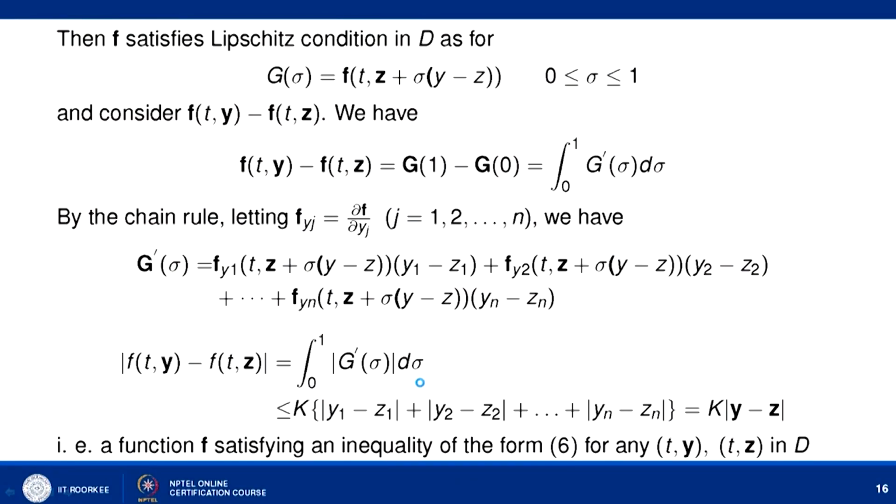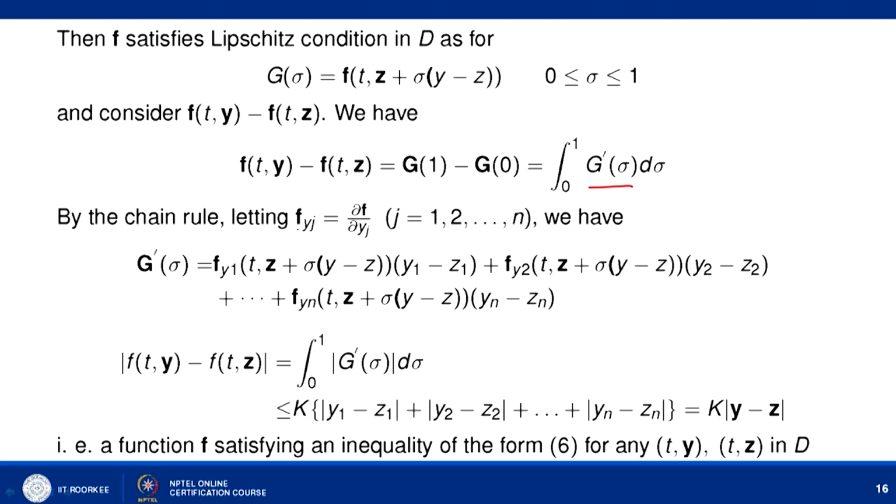Here we can define a new function g sigma, which is given as f t z plus sigma y minus z, defined as a function of one variable sigma. If you put sigma equal to 0, then it is nothing but f t z, but if you take sigma as 1, then it is nothing but f t y. So with the help of g sigma we define f t y minus f t z as g1 minus g0. So g1 minus g0 is given by the integral from 0 to 1 of g dash sigma d sigma. Using the mean value theorem we can write g1 minus g0 as the integral from 0 to 1 of g dash sigma d sigma, and by the chain rule we can find g dash sigma as follows.